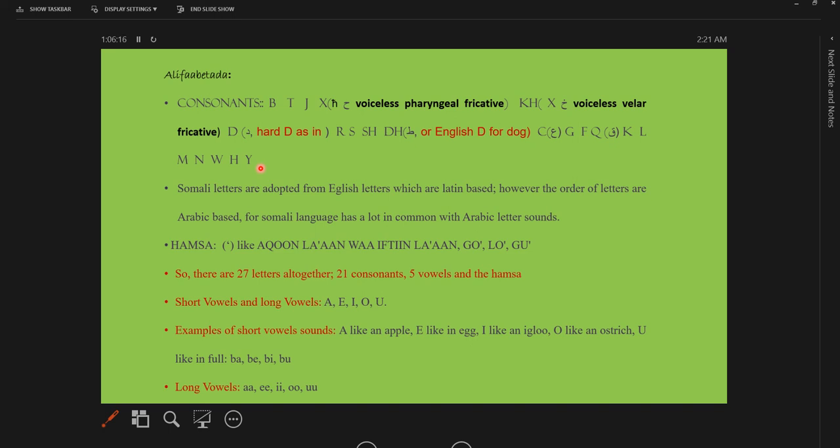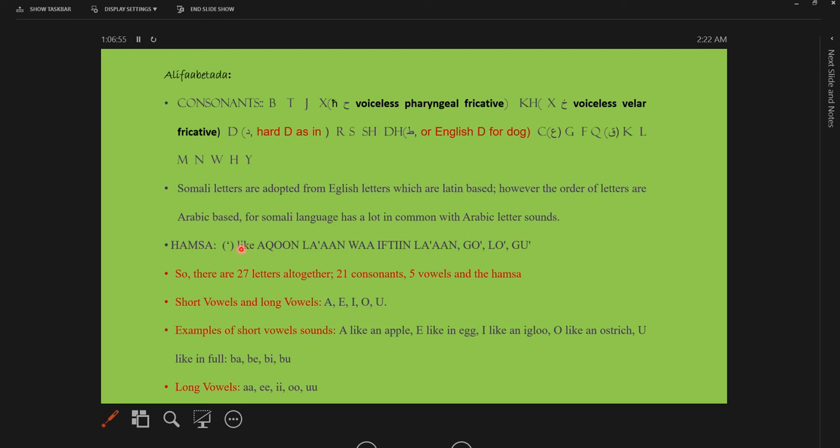Because of that, when Somalis adapted the English writing, I mean the Latin letters, they had to modify it, and that's why you see X is ha now, because we don't need X in Somali, and C becomes a sound that doesn't exist in English, so they had to make that into that. Somali letters are adopted from English letters, which are Latin based. However, the order of letters is Arabic based, since the Somali language has a lot in common with Arabic letter sounds.